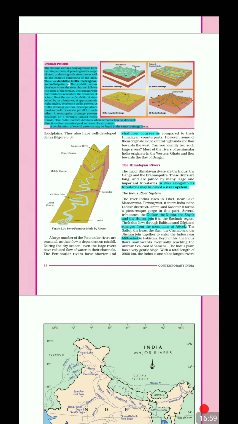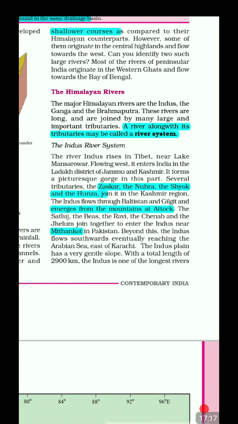So the Indus river rises in Tibet near the Lake Mansarovar. Flowing west, it enters India in the Ladakh district of Jammu and Kashmir. It forms a picturesque gorge in part. Several tributaries, the Zanskar, the Nubra, the Shyok, and the Hunza, join it in the Kashmir region. The Indus flows through Baltistan and Gilgit and emerges from the mountains at Attock, right?